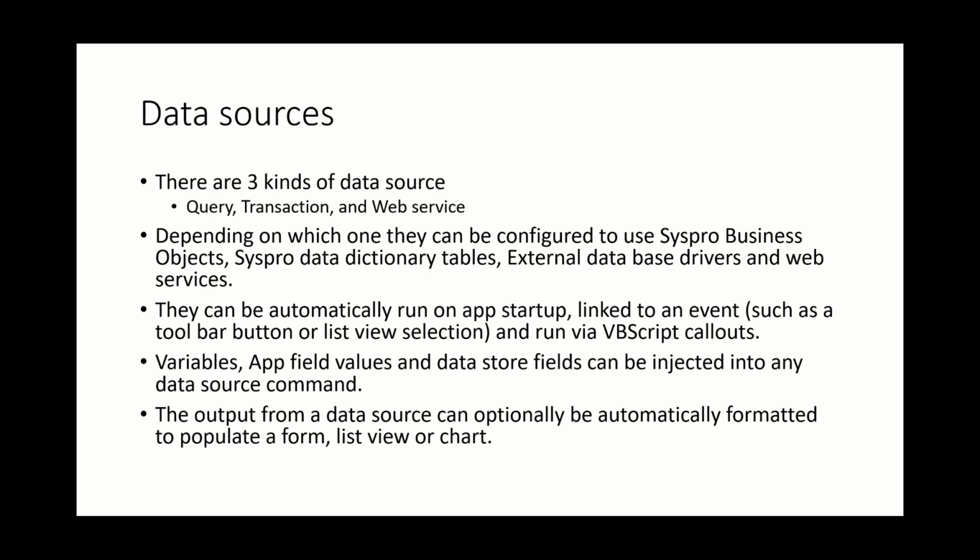A data source can be automatically run on application startup and therefore populate a form or a list view automatically as you start. It can be linked to an event such as a toolbar button event or a list view click event, and it can be run via VB-script callouts. Now, as you're designing a data source, you can put placeholders for variables, application field values, and data store fields, which can be injected into your data source command, and therefore the commands become dynamic.